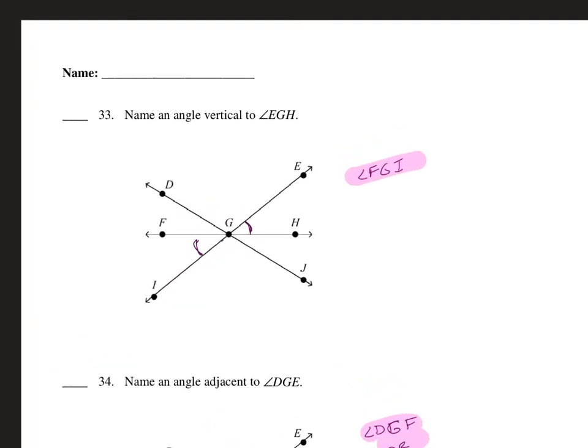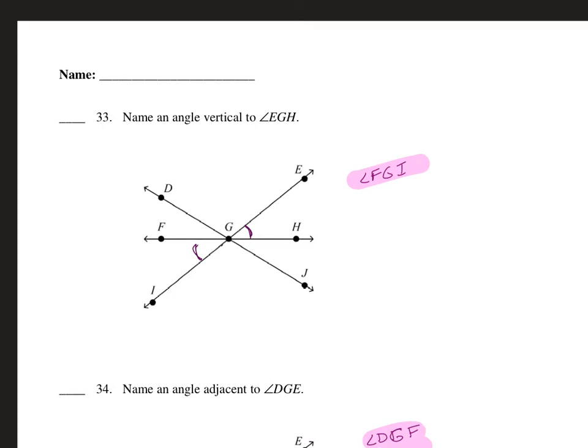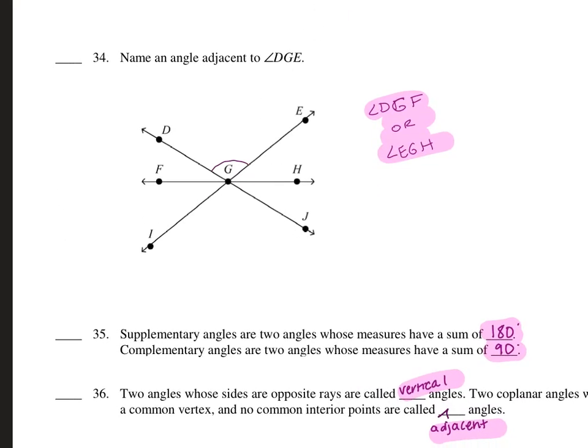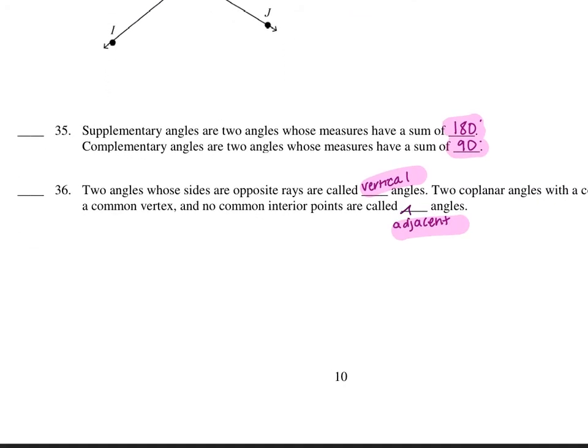33, vertical angle, angle FGI. Remember, those are the ones that if you extend them, the sides become the opposite. The sides of one angle, opposite rays, would become the sides of the other angle. Adjacent would be next to, without overlapping, so angle DGF or angle EGH. 35, supplementary 180, complementary 90.